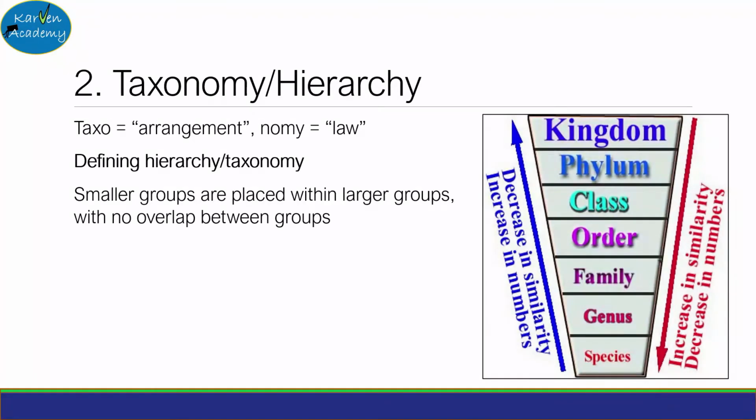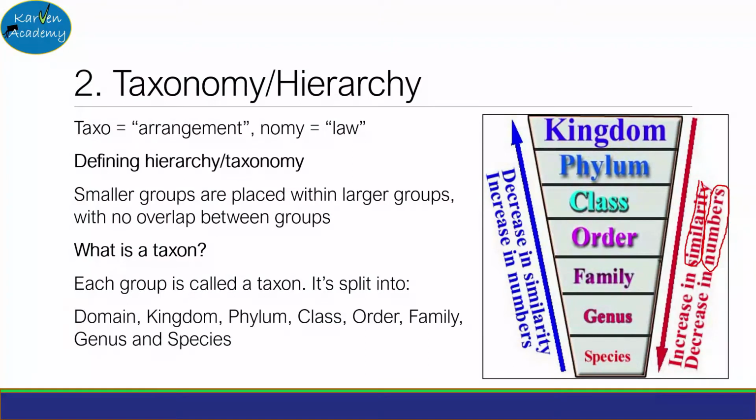Let's look at this image of a hierarchy. Note that as you go down, the organisms are more similar and decrease in numbers, and vice versa if you go up. These kingdom, phylum, class, order, family are all called taxon. A good way of remembering it is Dr. Kevin Peterson coughs green sputum. Of course, if you don't like this mnemonic, you can make your own.